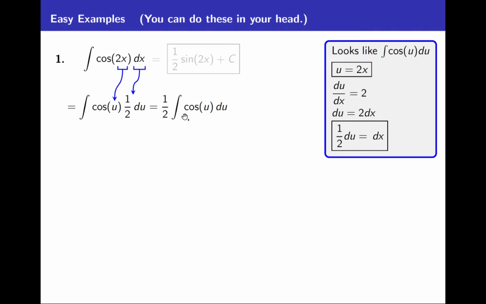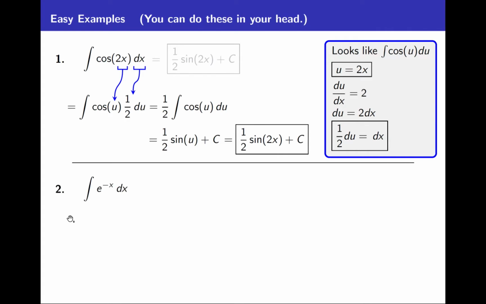We get 1/2 integral of cosine u du, and we have an integration formula for this integral. It's sine of u plus c. So multiplying through with the 1/2, you get 1/2 sine of u plus c. All we have to do now is change that u in our answer to a 2x, which it's equal to, and we get 1/2 sine of 2x plus c. There's our answer. And it matches up exactly with what we got in our heads here.